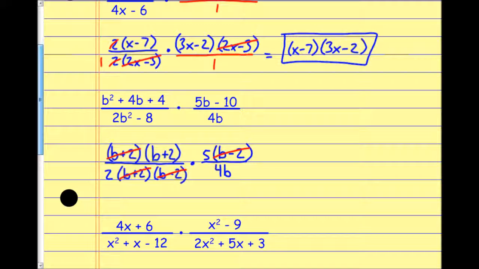In my numerator, I've got a 5 times a b plus 2. In the denominator, I have a 2 times a 4b, and I'm not actually going to leave that as 2 times 4b. I suppose I could. I'm just going to write it as 8b. And that's it.